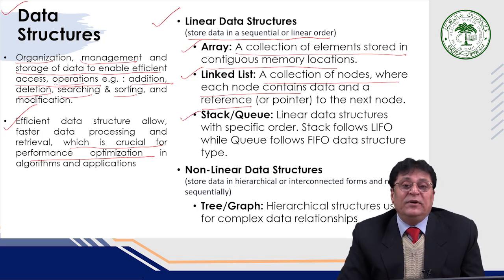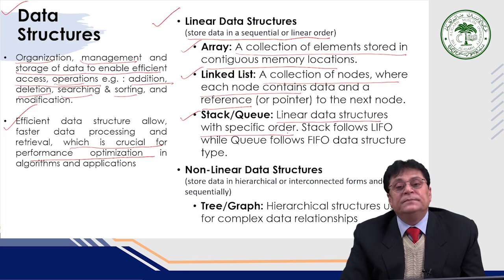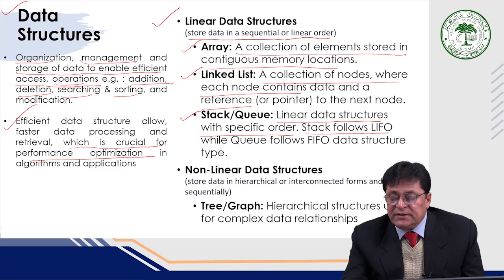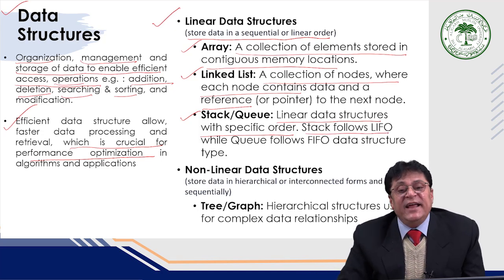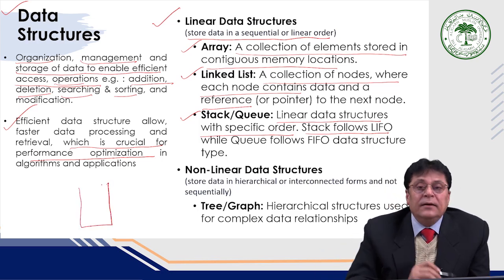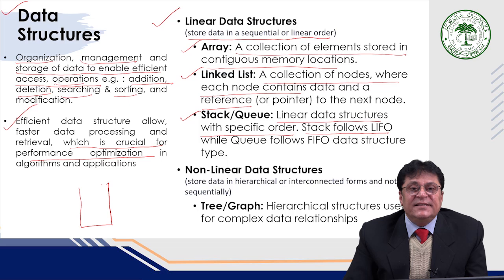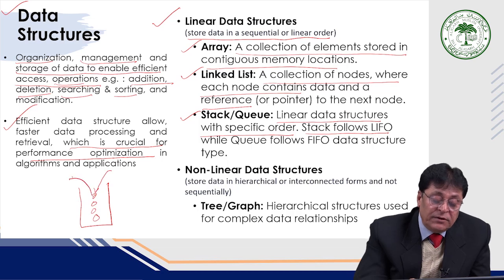Another example of linear data structure is a stack or queue. They are data structures with a specific order. A stack follows LIFO scheme. LIFO stands for last in, first out. Say if we have a container like this, we keep on adding things. So whatever will enter last will come out first.